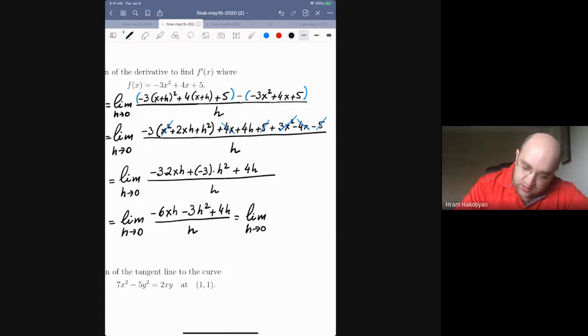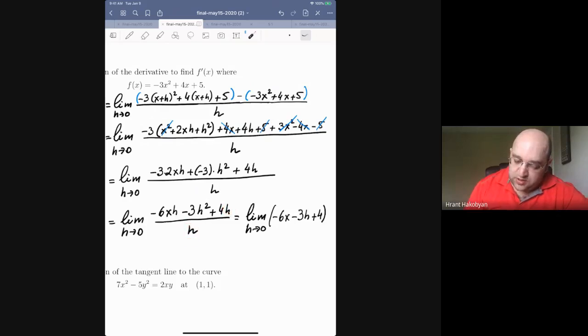So let's see. In the first term, this h will cancel that h, so I will have negative 6x. Then I will have negative 3h squared divided by h, so that's negative 3h. And then I have plus 4, because the h in the last term cancels out, right?